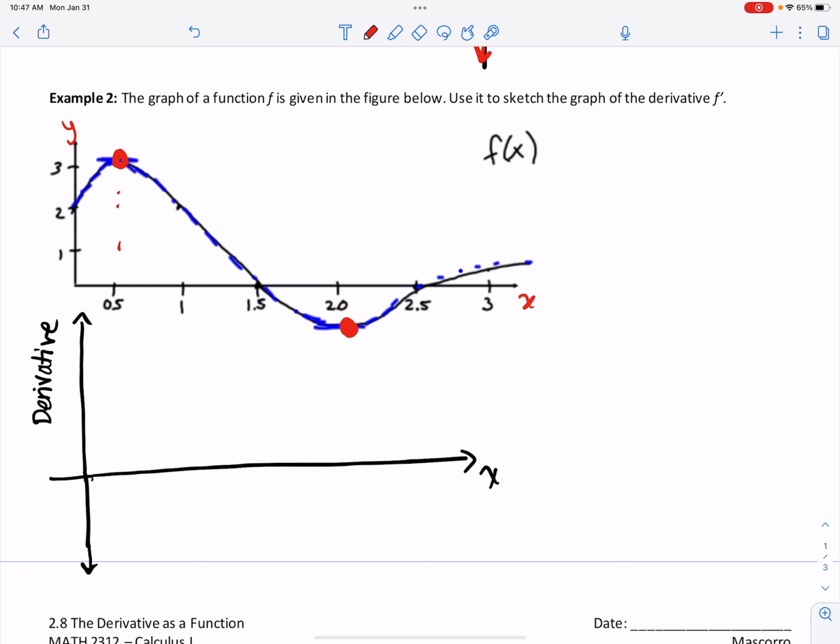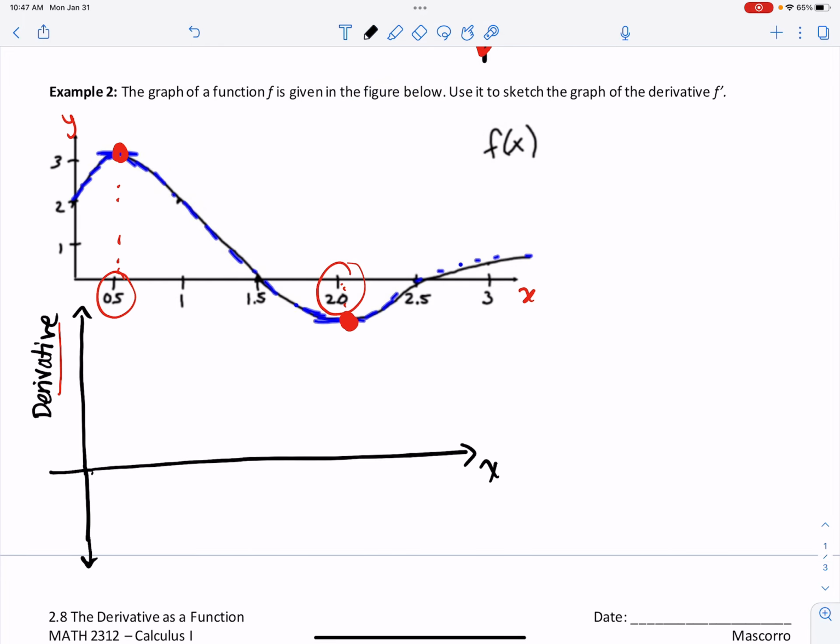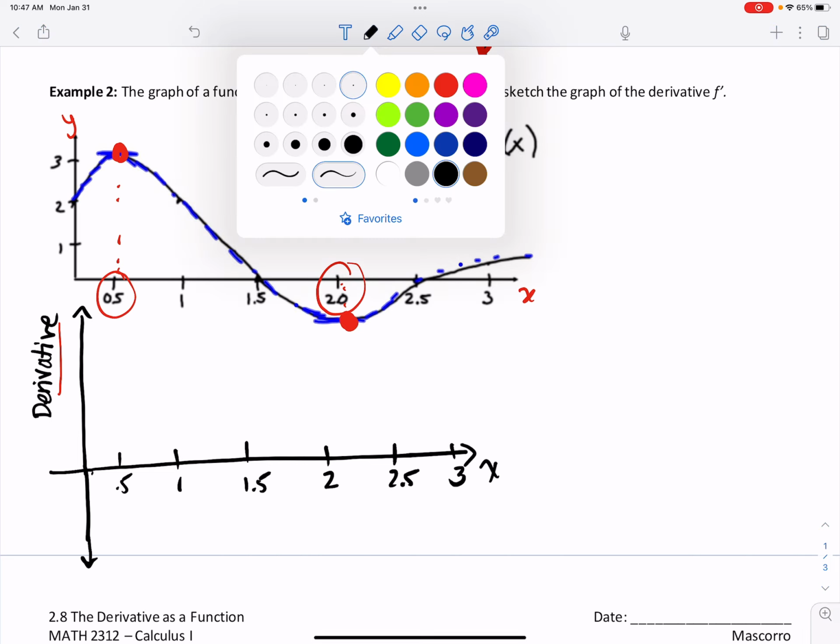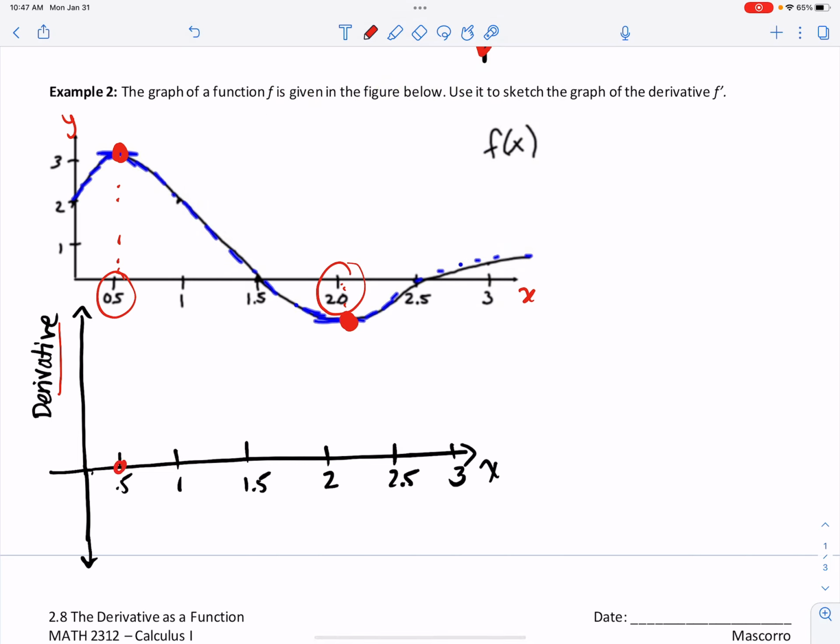So at the x value, we'll say that's about 0.5, and at the x value, we'll say that's about 2, the derivatives will be 0. So let me go ahead and label my axes. Same thing, 0.5, 1, 1.5, 2, 2.5, and 3. Okay. So at 0.5 and also at the x value 2, the derivative will be 0. That's why I marked those points.